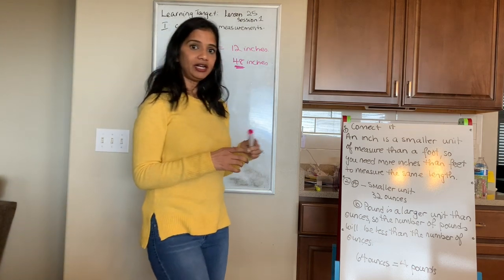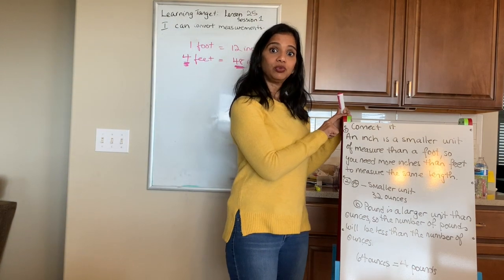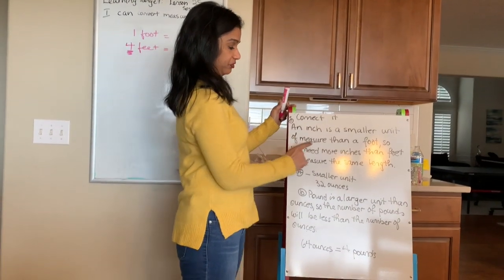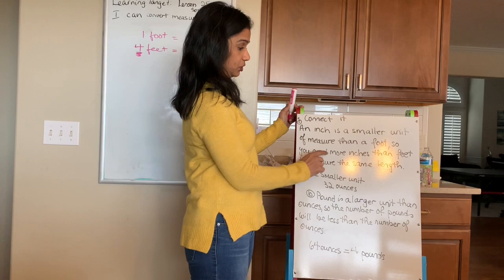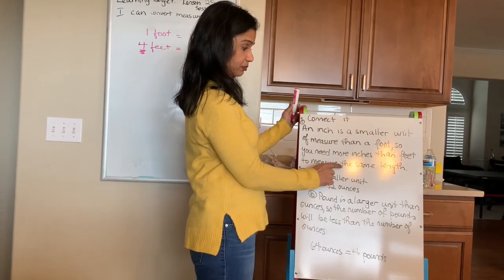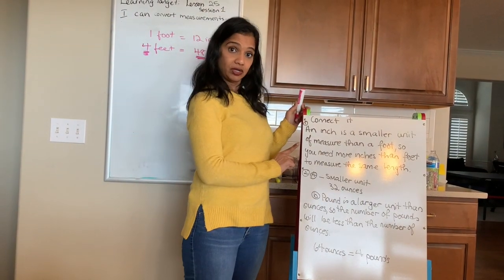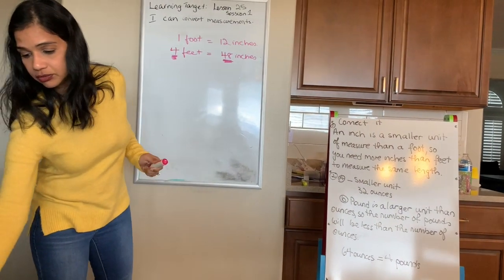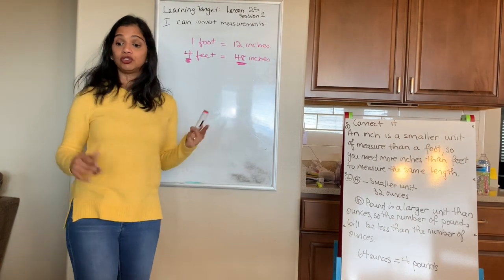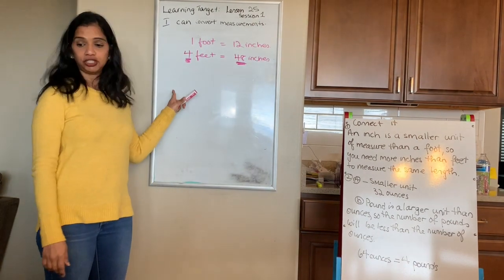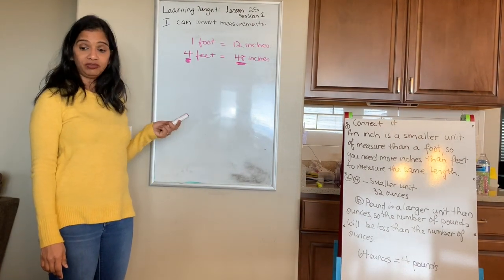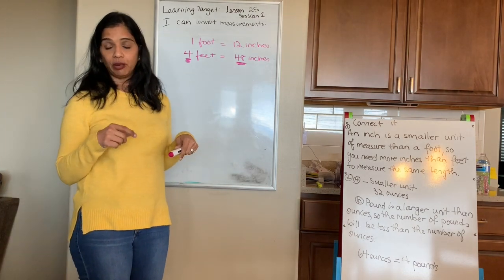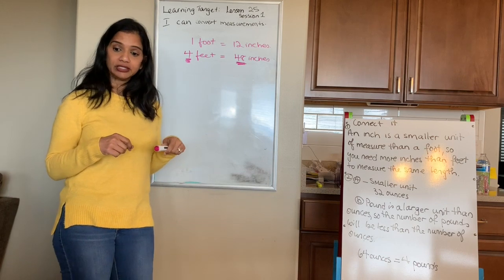So let's look right here on this side. Let's read what this says. An inch is a smaller unit of measure than a foot. So you need more inches than feet to measure the same length. Okay, that's what you're writing for that connected section. And connect it to this: you solve the problem using the relationship between units to find the equivalent measure. You can use what you know about the unit sizes and operations to convert the measurement units.